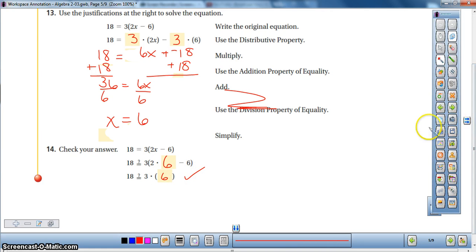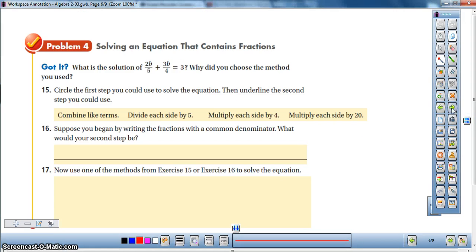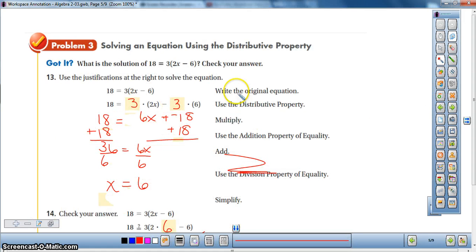Now, there's also another way of solving this problem. And one of the things that they look at in solving it the other way is, could we divide? 18 is equal to 3 times 2x minus 6.